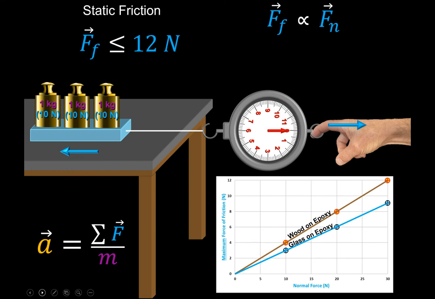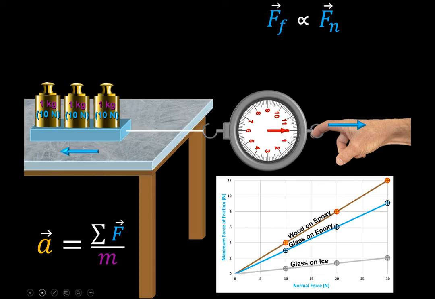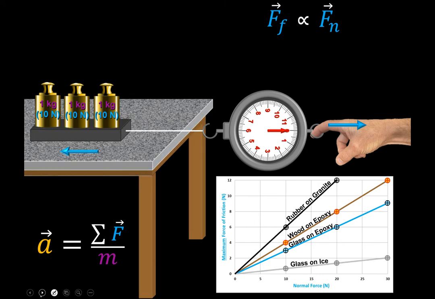Now, if we change materials, remember it takes two to tango. If we change materials, it's going to change your static friction. Ice doesn't take very much friction to make it move. Wood, glass, little friction. Of course, with rubber or granite, it's going to take a lot of friction for it to move.